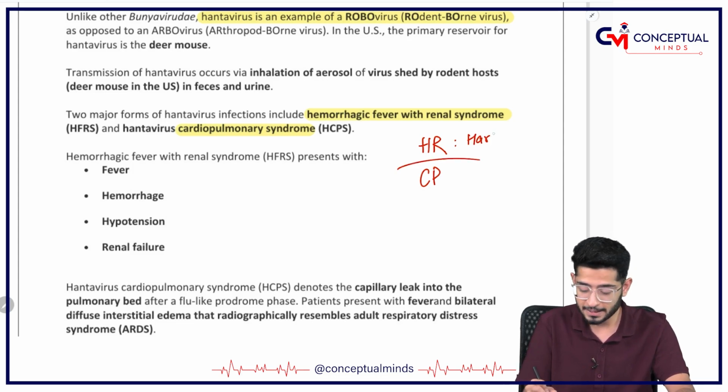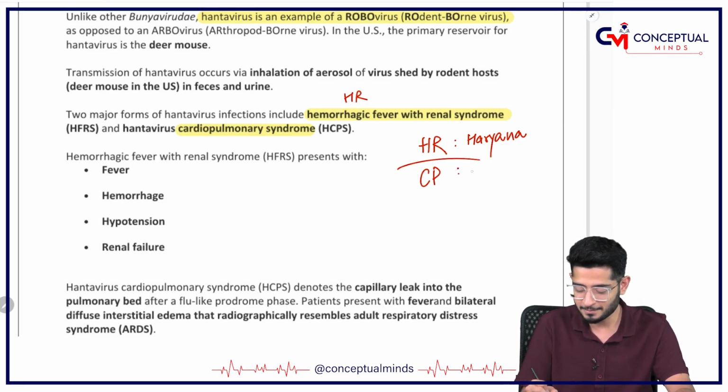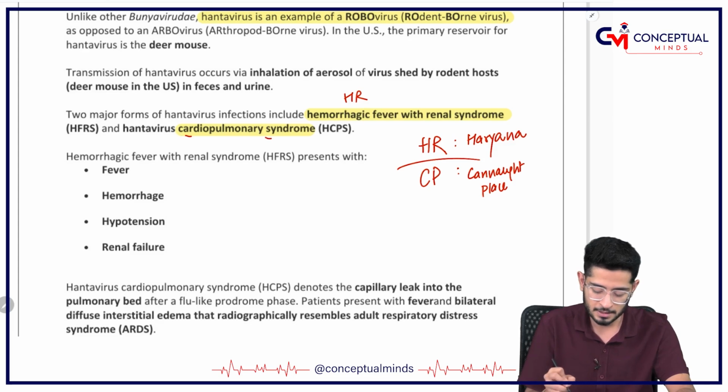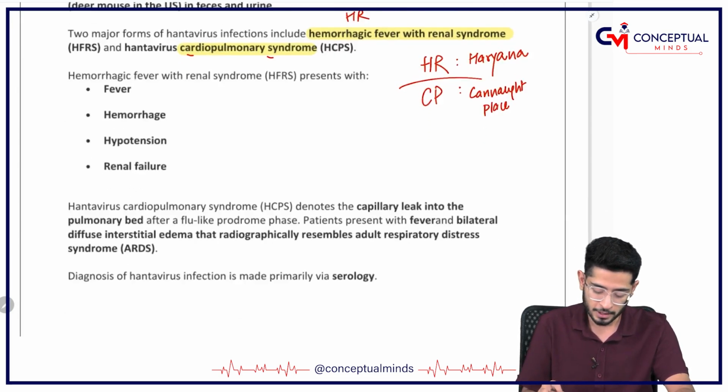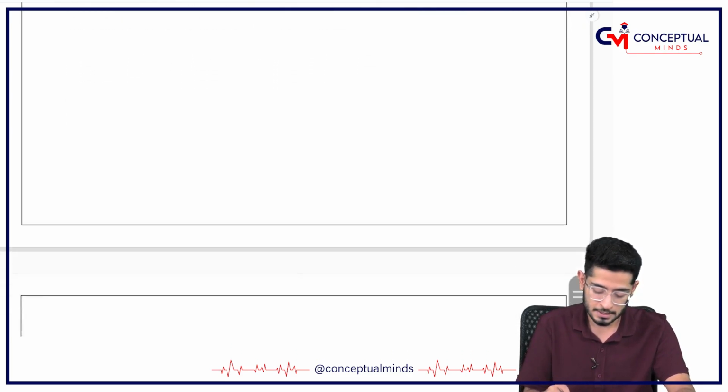So please remember like this, that there is a state in India, Haryana, so HR, that is hemorrhagic fever with renal syndrome, and then there is a place in Delhi, everybody must be knowing, that is Connaught Place, right? So CP, again important, that is cardiopulmonary syndrome. Okay. So these are the important features which you should know, right.